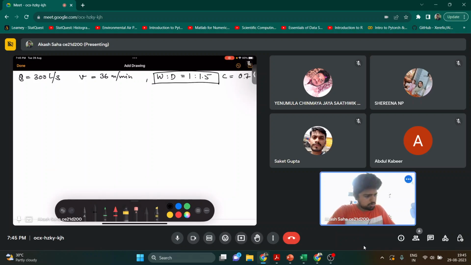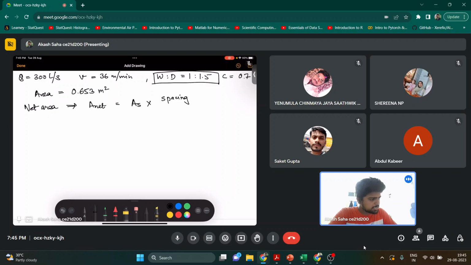So the area which we found, the total area will be 0.653 meter square. Now we have to find the net area. Okay, because there are some openings and some bars, so we will find the net area. So my net area will be equal to the total area that we got into the spacing divided by spacing plus diameter. So it is basically with respect to ratio. So my spacing by spacing plus diameter ratio will get the net area.